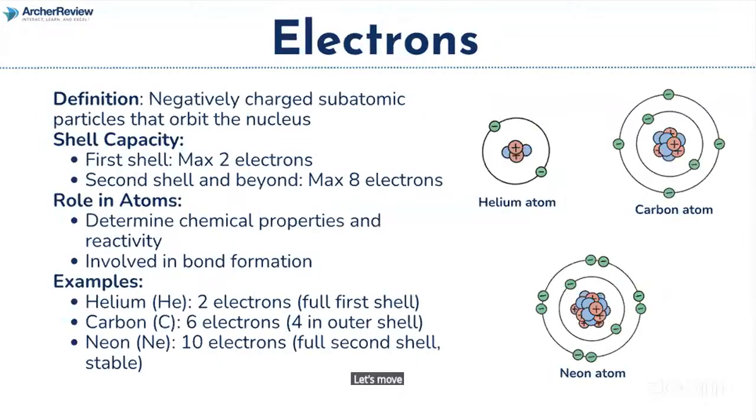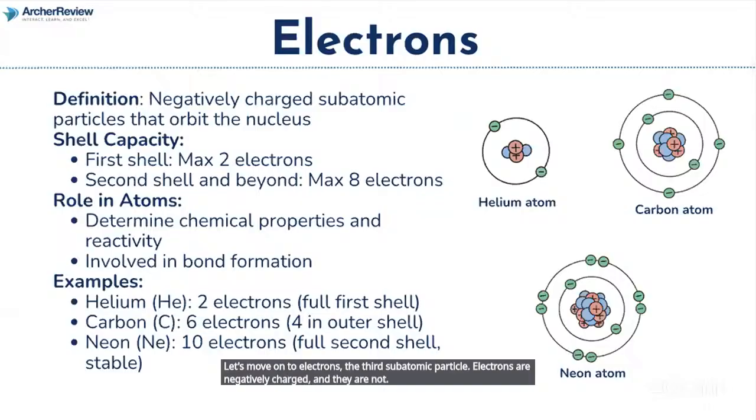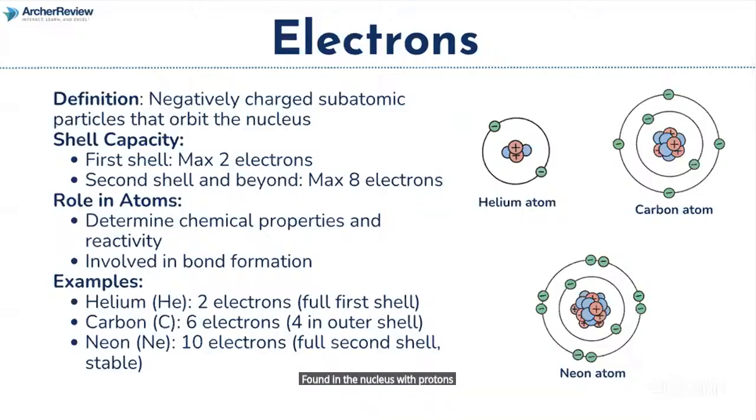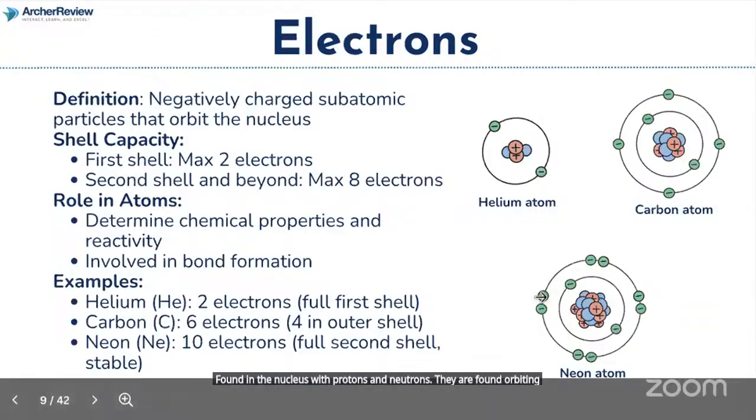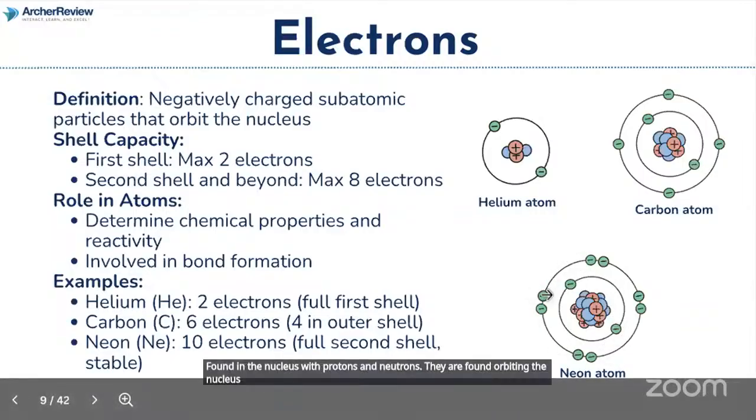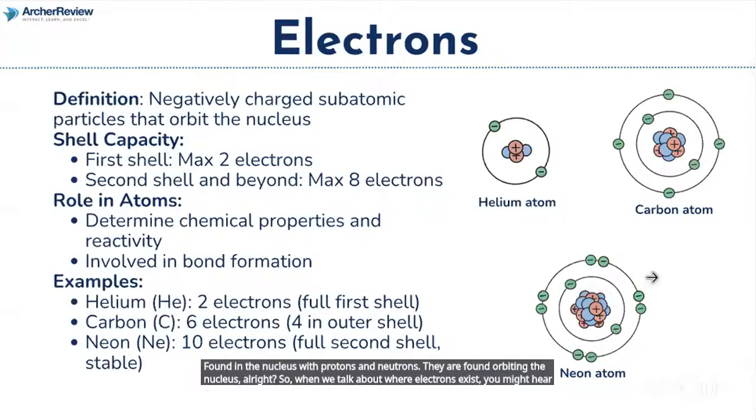Let's move on to electrons, the third subatomic particle. Electrons are negatively charged and they are not found in the nucleus with protons and neutrons. They are found orbiting the nucleus. When we talk about where electrons exist, you might hear that placement called orbitals. You might hear it called shells. Those words are interchangeable. Electrons buzz around that nucleus like busy bodies, always moving constantly.